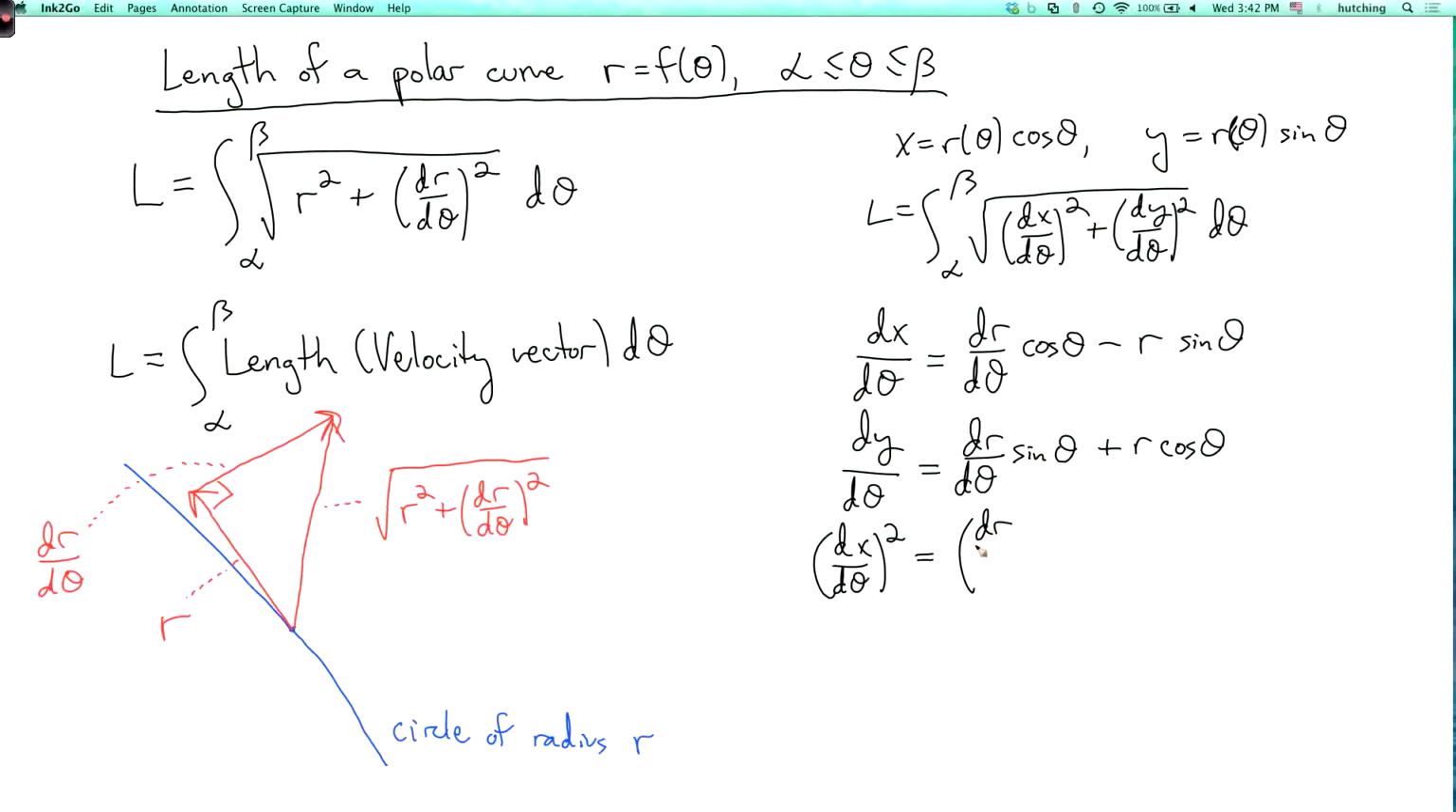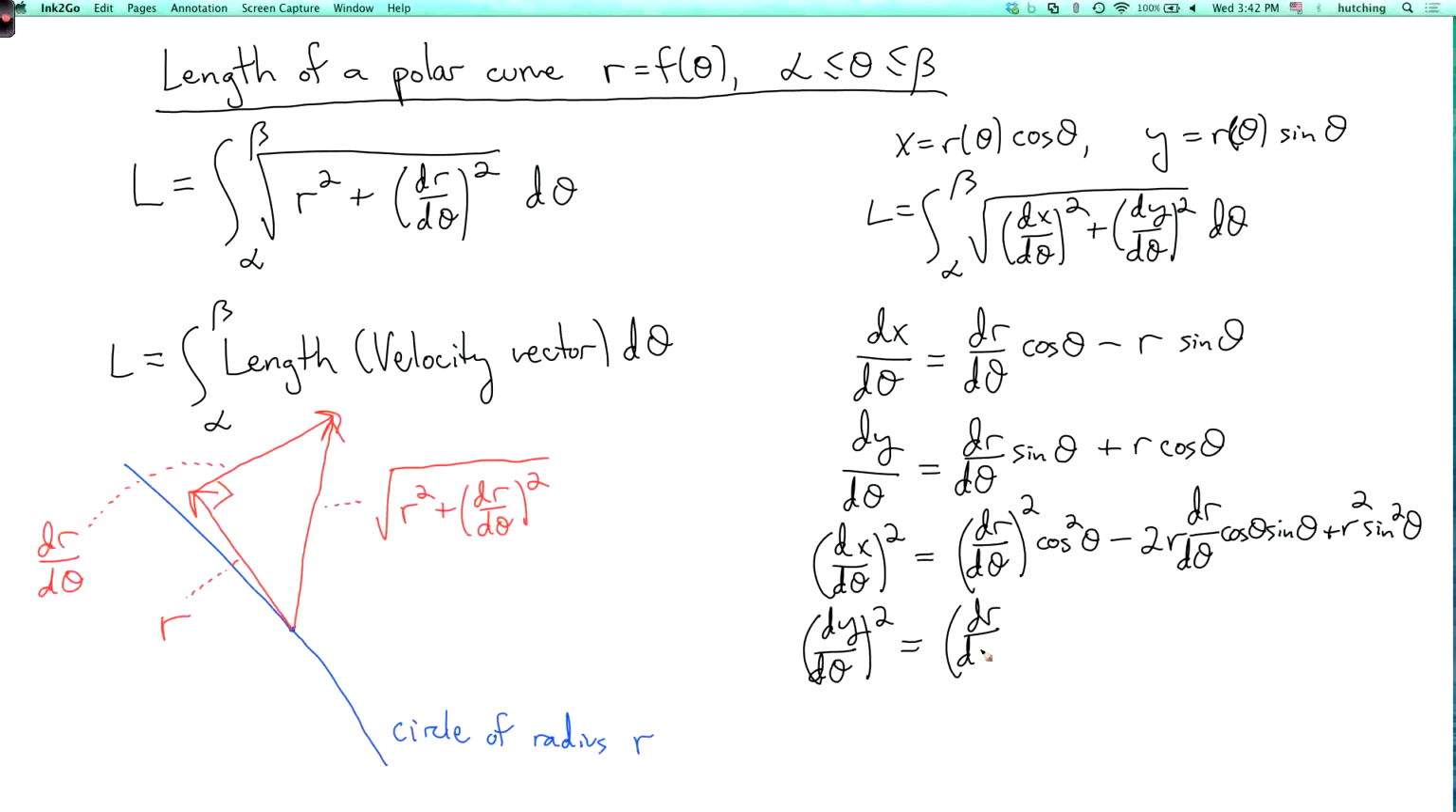So when I square these, I get (dx/d theta) squared equals (dr/d theta) squared cosine squared theta minus 2r dr/d theta cosine theta sine theta plus r squared sine squared theta. And (dy/d theta) squared is (dr/d theta) squared sine squared theta plus 2r dr/d theta sine theta cosine theta plus r squared cosine squared theta.